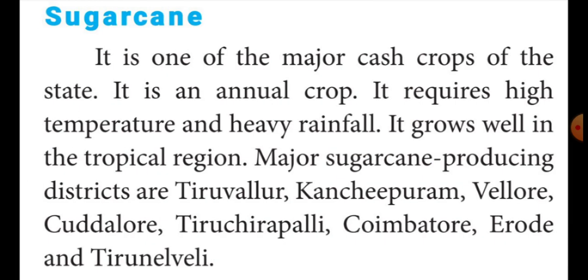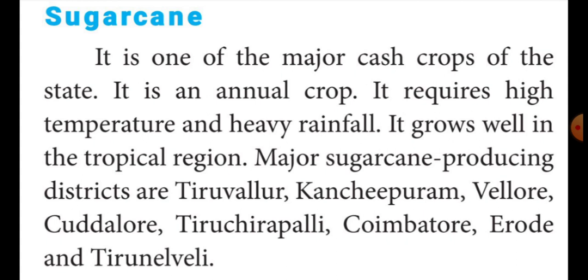Sugar cane is one of the major cash crops of Tamil Nadu. To cultivate sugar cane, they need high temperature and heavy rainfall. The major sugar cane producing districts are Tiruvallur, Kanchipuram, Vellore, Cuddalore, Tiruchirappalli, Coimbatore, Erode and Tirunelveli.